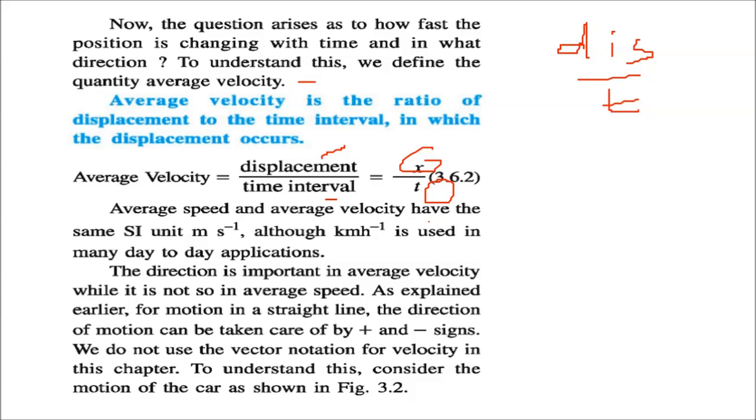Average speed and average velocity have the SI unit meter per second. Because meter per second is very small as compared to large distances, we generally compute it in terms of kilometer per hour. And direction is very important when we are talking about average velocity, because for average speed there is no concept of direction. So the direction has to be taken in certain signs. This is plus direction, this is negative direction. So we do not use the vector notation for velocity. We'll try to learn this with respect to vectors in coming discussions.